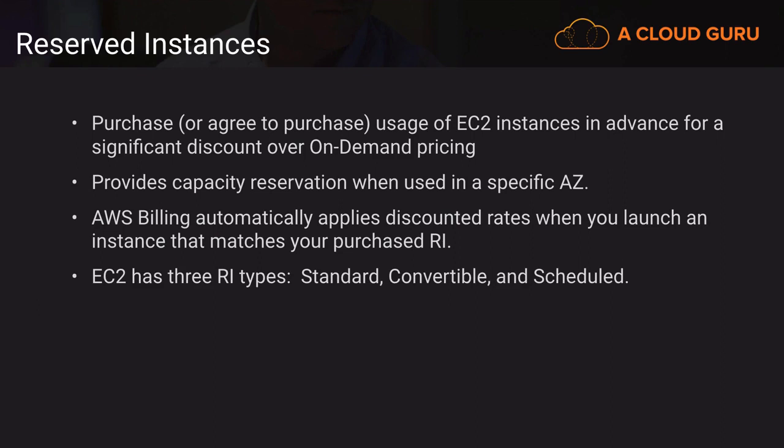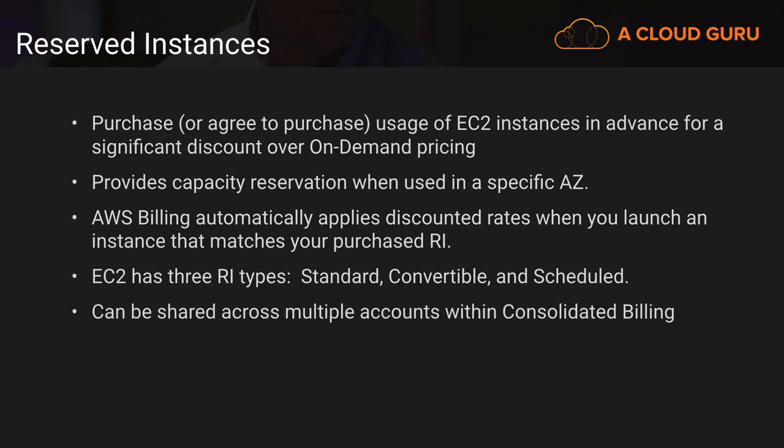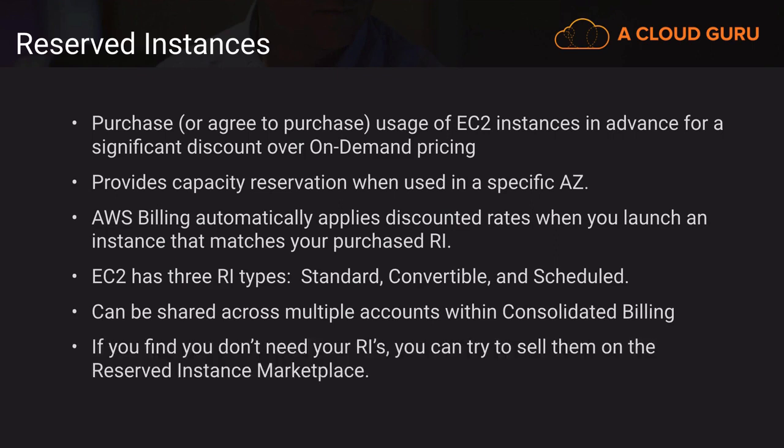EC2 has 3 reserved instance types: standard, convertible, and scheduled. And you can also buy reserved instances on RDS as well. Now, if you have consolidated billing set up for multiple accounts, you can share reserved instances across those accounts, which is another benefit of consolidated billing. And if for some reason you find that you don't need your reserved instance, you can try to sell it on a secondary market called the Reserved Instance Marketplace.